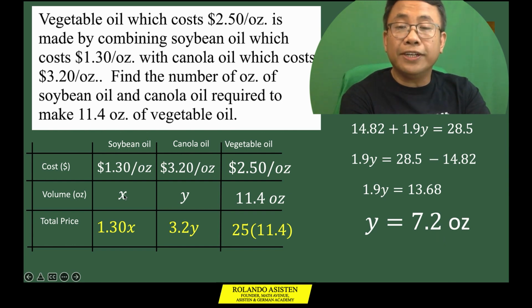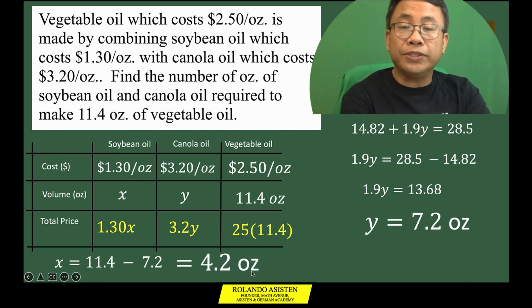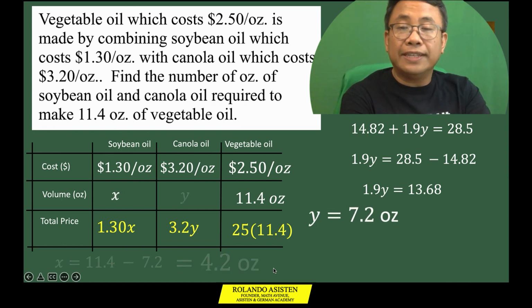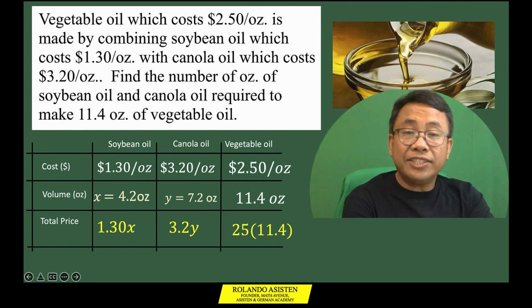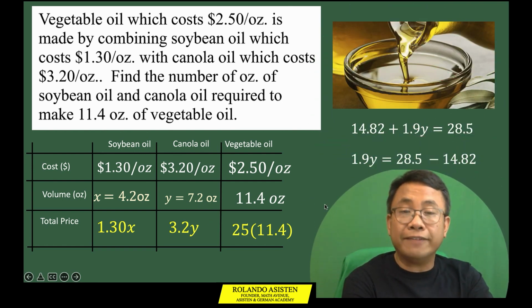We can now solve for the volume of the soybean oil. Since soybean oil is equal to the total volume minus the volume of the canola oil, we now have this equation, and the result is 4.2 ounces. So these are now the respective volumes of soybean oil and canola oil. X is 4.2 ounces and Y is 7.2 ounces. So the main strategy here is to organize your given data in tables like this.